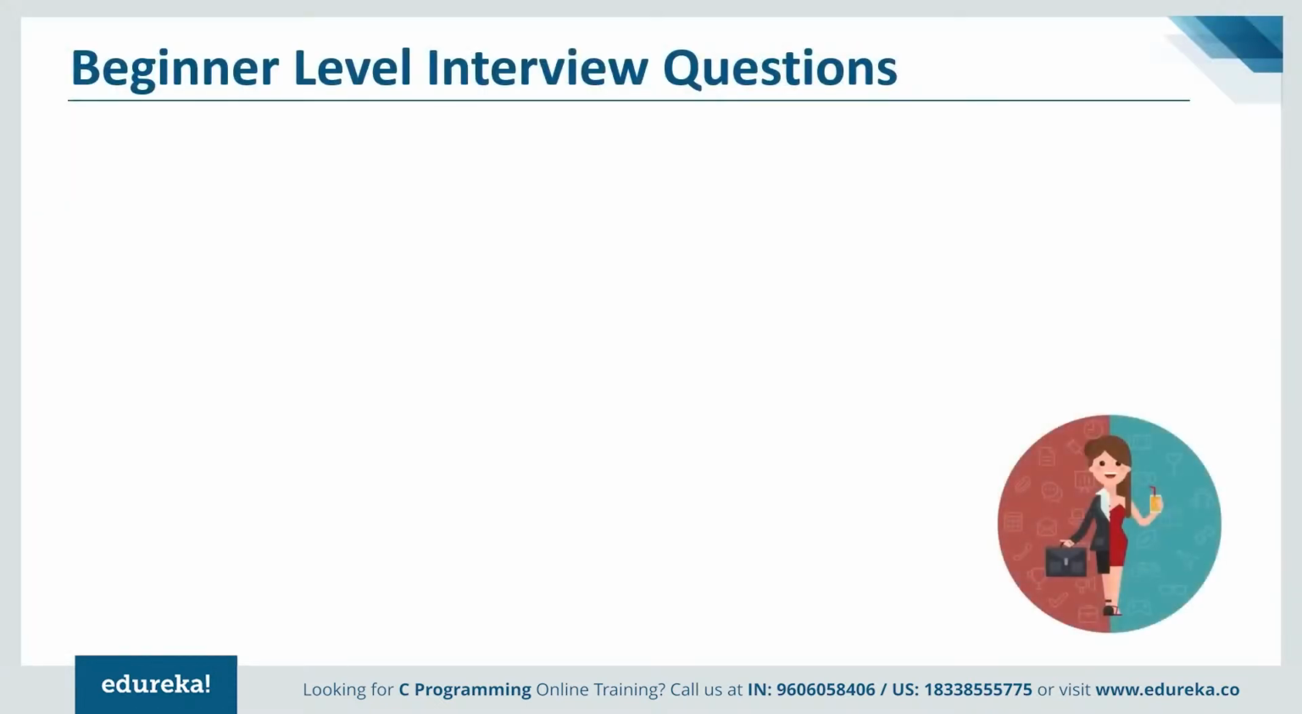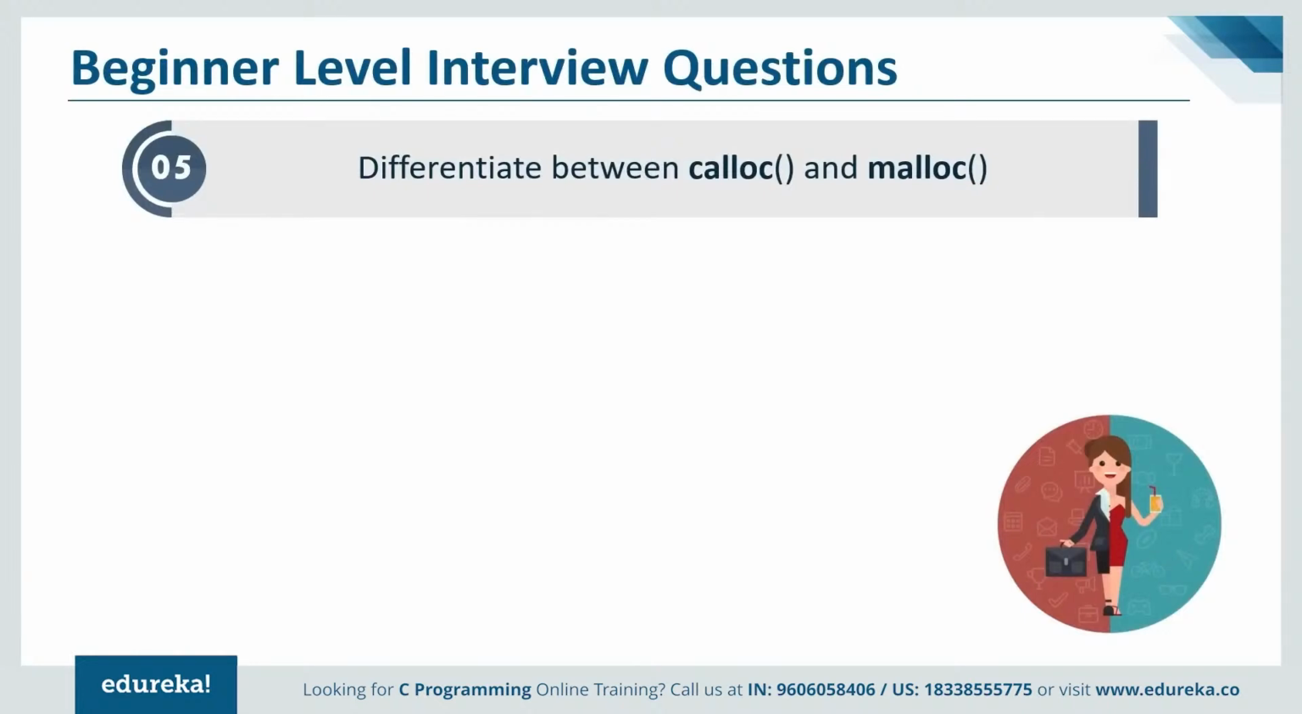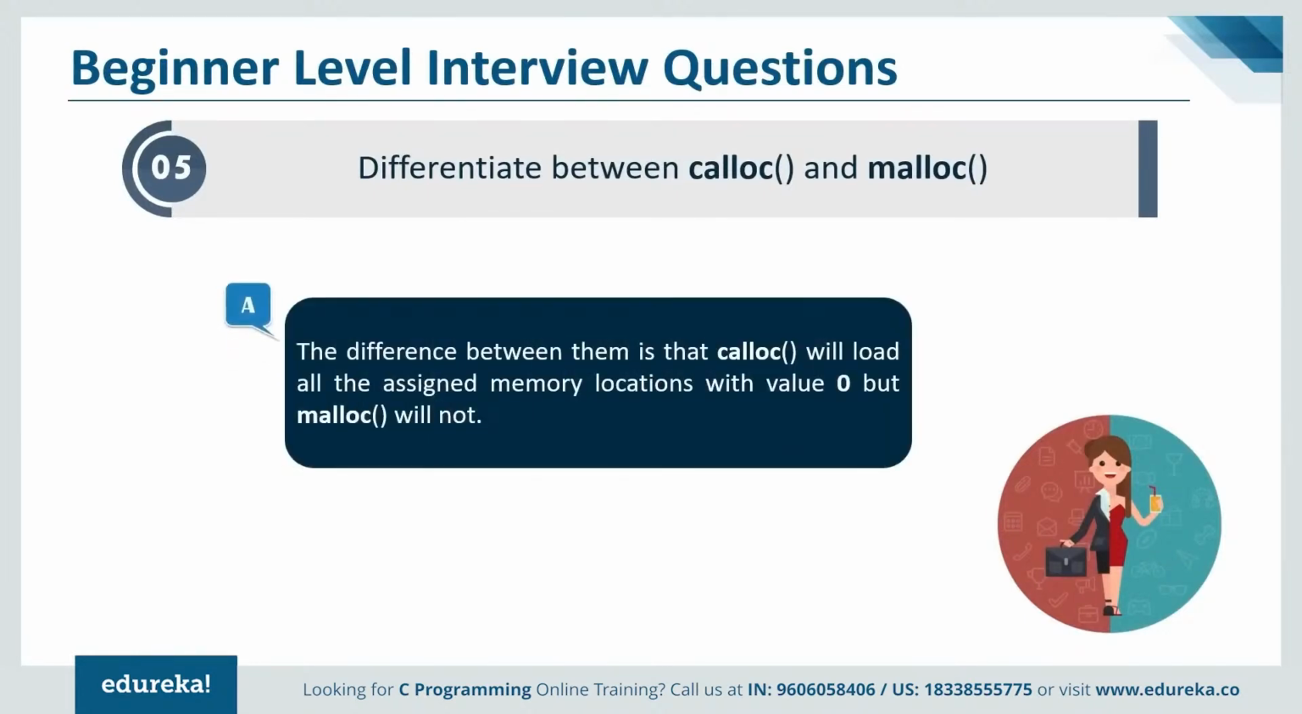Now let us move on to our next question. The next question states, differentiate between calloc and malloc. The answer for this question is, calloc and malloc are both dynamic memory allocation functions. We have two more dynamic allocation functions, which are realloc and free. calloc, malloc, realloc are used to allocate memory, while free is used to free or deallocate the memory which is being used by calloc and malloc.